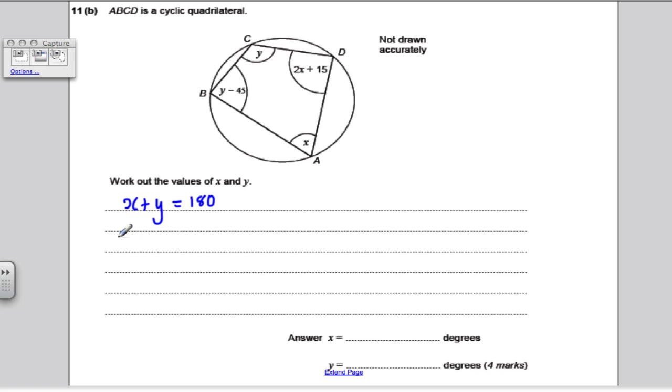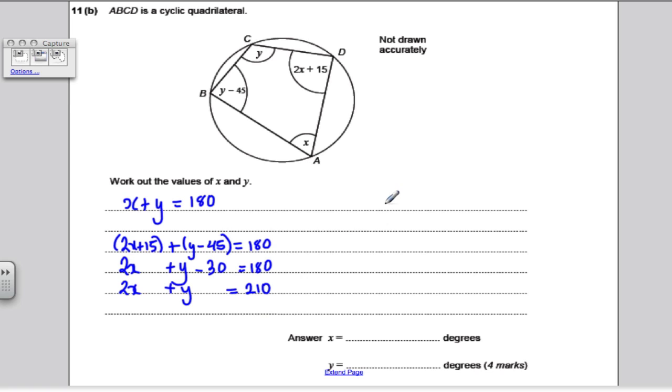So I'm going to write that 2x plus 15 plus y minus 45, they must also add to 180. Well, I'm just going to tidy this up. 15 add minus 45 is the same as 15 take away 45. So we're going to have a 2x here and a y here. 15 take away 45 is minus 30, and that's going to give me 180. Just to tidy it up one step further, I'll add 30 to both sides to get rid of this number. So I'm going to have 2x plus y is equal to 210.